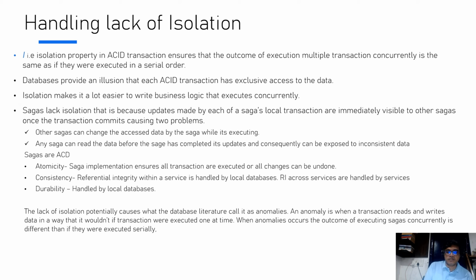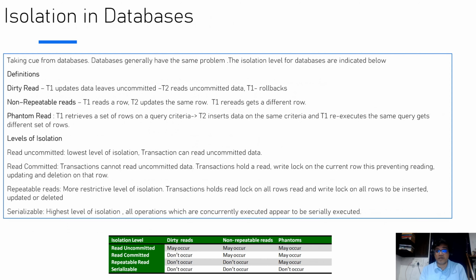Lack of isolation potentially causes what the database literature calls anomalies. An anomaly occurs when a transaction reads and writes data in a way that it wouldn't if the transactions were executed one at a time. When an anomaly occurs, the outcome of executing Sagas concurrently is different than if they were executed serially. Now, before getting a little deeper, first let's take a quick one-minute recap.